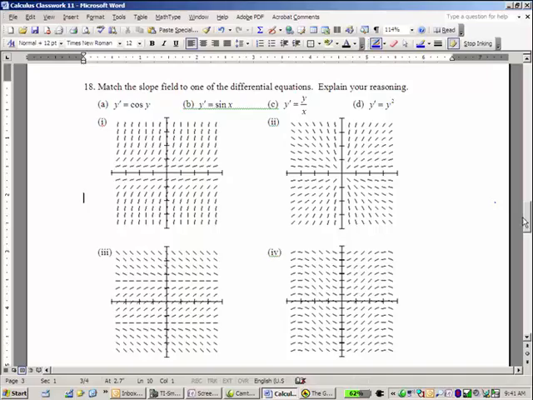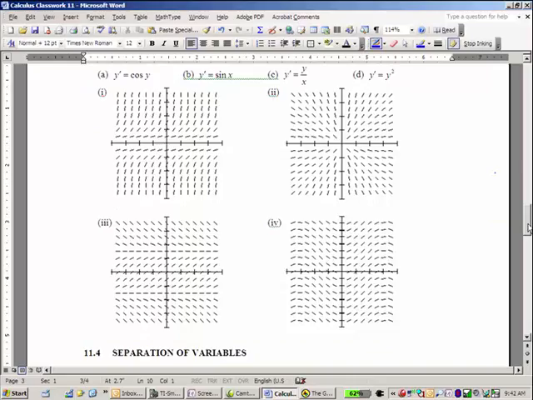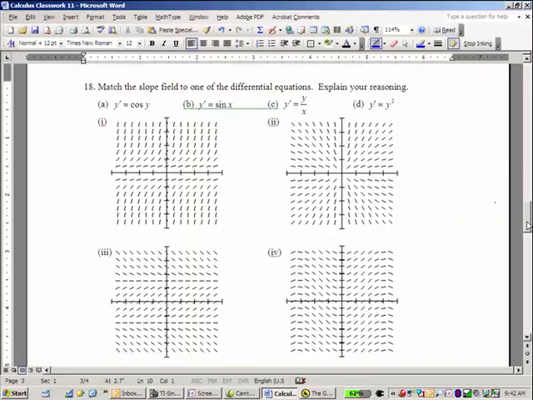All right, who wants to start? There's one that you can do in your head, and there are a few that we're going to have to think about a lot. Which one can you do in your head? Can't do A or C in your head. I think you can do B in your head.